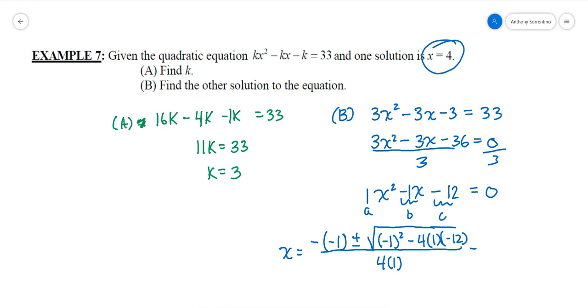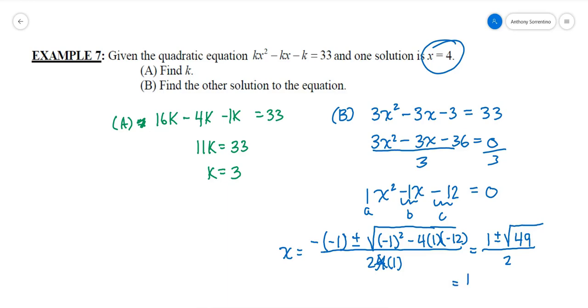So I'm going to have 1 plus or minus, well, negative 1 squared is 1. 4 times 1 times negative 12 is a negative 48. So I have 1 minus a negative 48, which is 49, all over 4. Oh, no, sorry, take that back. That should be 2a, just 2. Over 2, I was about to say.